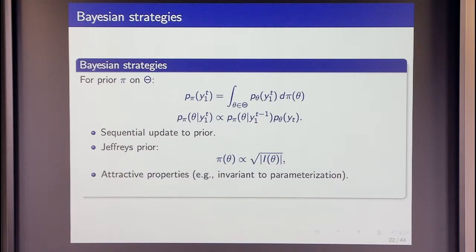It has attractive properties, including the fact that you can change the parameterization and it doesn't change the distribution. So this is something that just pops up. It turns out, we'll see in a moment, this is the right prior. And there are various asymptotic optimality results for prediction with Jeffreys prior.